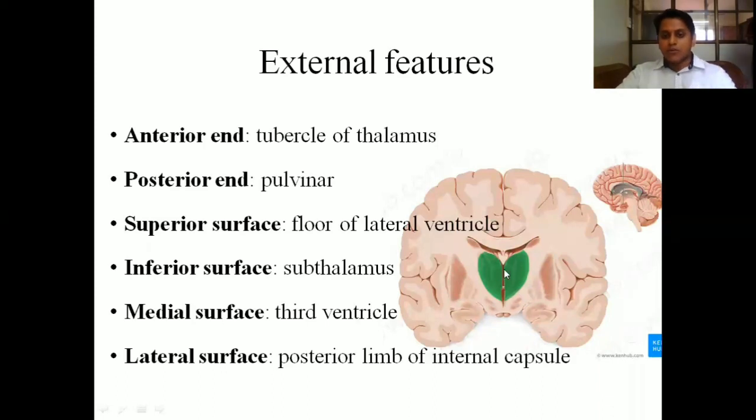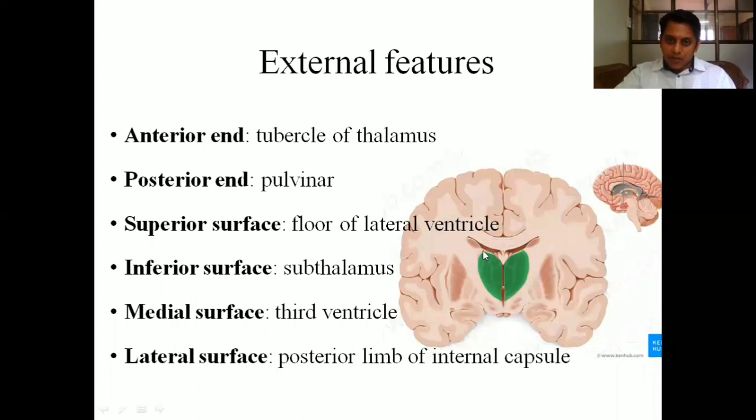Okay, now let us come back to the surfaces. The thalamus has the following surfaces. This is the medial surface of the thalamus, which forms the lateral wall of the third ventricle. So this is the third ventricle. This is the superior surface of the thalamus. It forms the floor of the lateral ventricle. Is that clear? So this is the lateral ventricle, and this is forming the floor of this lateral ventricle.